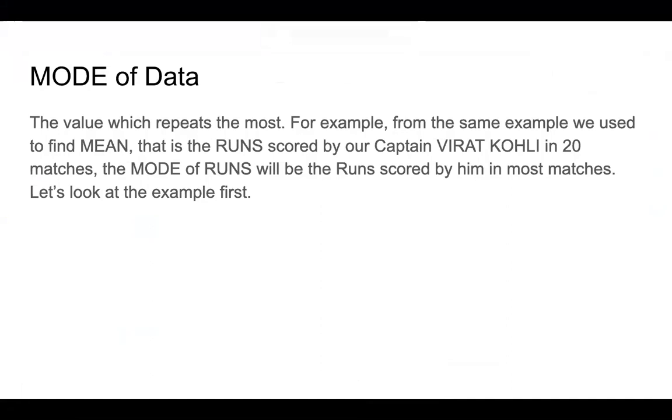Mode is the value which repeats the most in a set of data. We'll go back to the same example that we took. Say on Monday you ate 3 chapatis, on Tuesday you ate 4, on Wednesday you ate 5, on Thursday you again ate 3, on Friday you ate 6, and on Saturday you ate 10. Now which is the number of chapatis that you ate the most number of times? In 6 days you ate 3 chapatis twice.